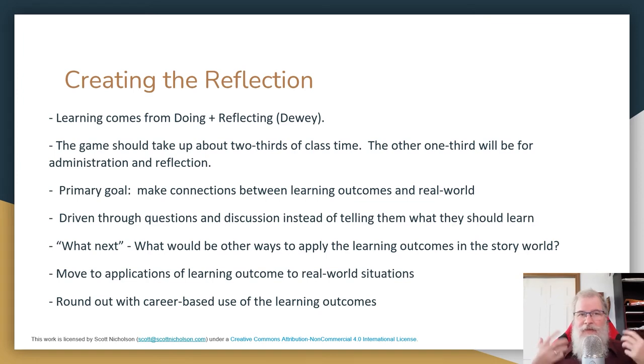So the path that I like to take is to say, okay, where in the game were you doing the learning outcome? So where in the game were you calculating compound interest or using fractions? Where did that happen? And what did you do and how did they help you do things in the game? So make their connection between the learning outcomes and what they did in the game. Then you ask the question, all right, how in the real world might you use that? And you get them thinking about situations in the real world where they'd use that same learning outcome.